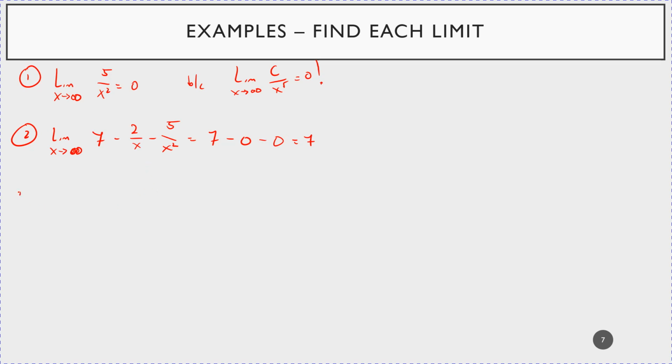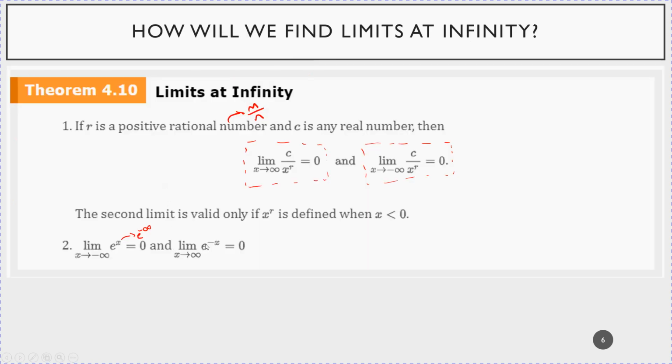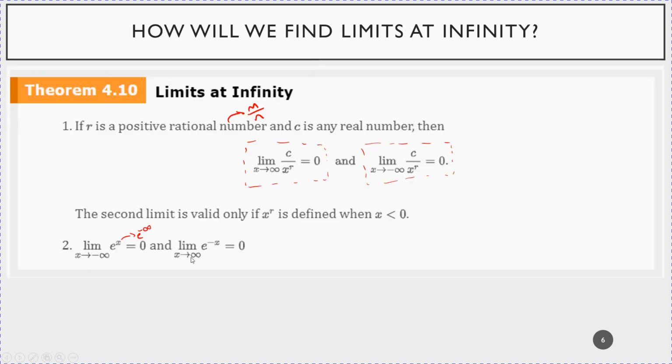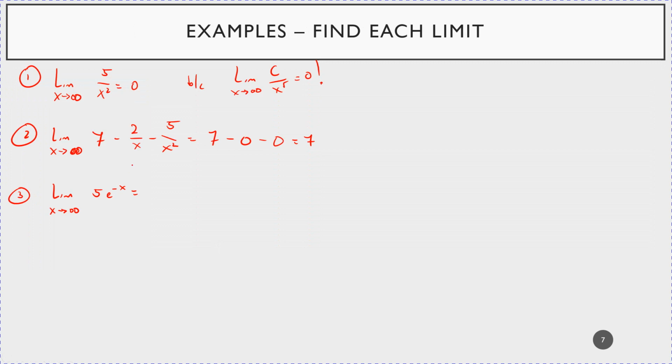Let's try this one. Let's look at the limit as x goes to infinity of 5e to the negative x. Well, look, e to the negative x as x goes to infinity, boom, that's just 0. So this is just 5 times 0, which is 0.